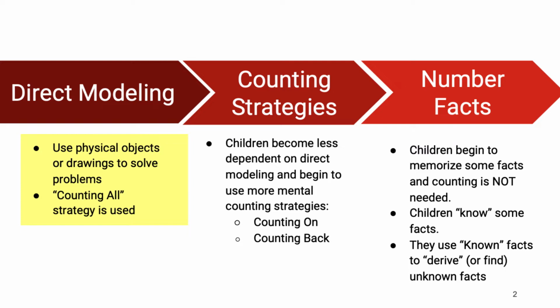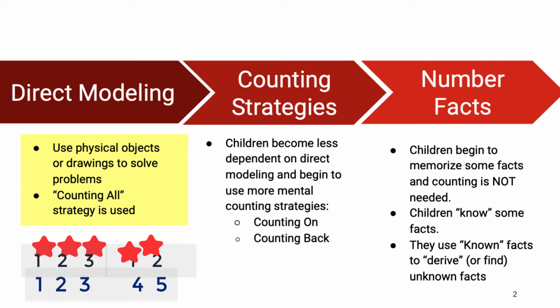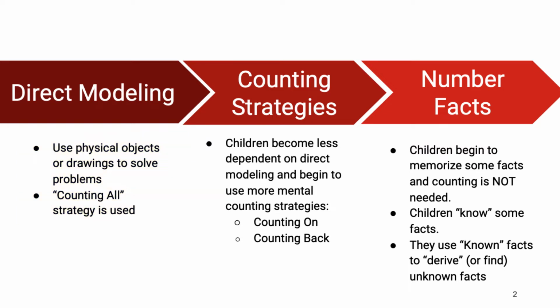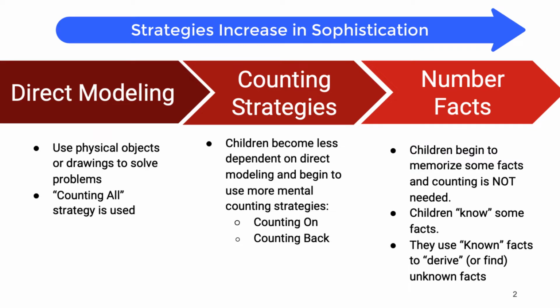And when kids are direct modeling, they use something called a counting all strategy. Counting all means, just as it says, they count all. So if they were adding 3 plus 2, they would count out 1, 2, 3, and then 1, 2. And then when they find out how many in all, they have to go 1, 2, 3, 4, 5. So they have to count everything. They count it and they count it and they count it all again. So that's direct modeling.